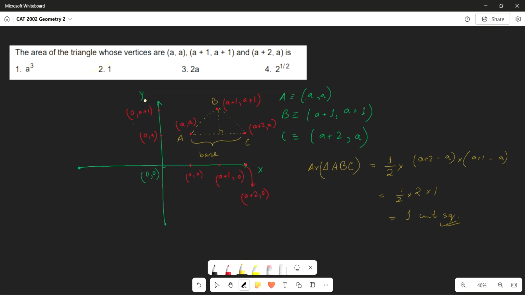Very simple question if you know coordinate geometry. If not, you can also use Heron's formula to find the area.